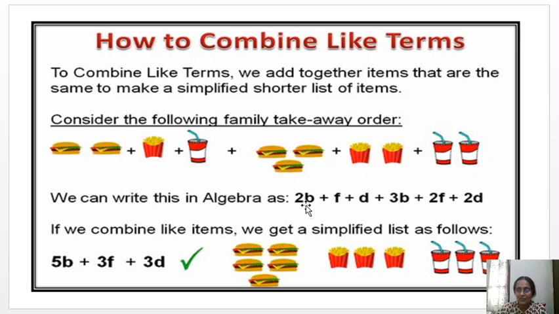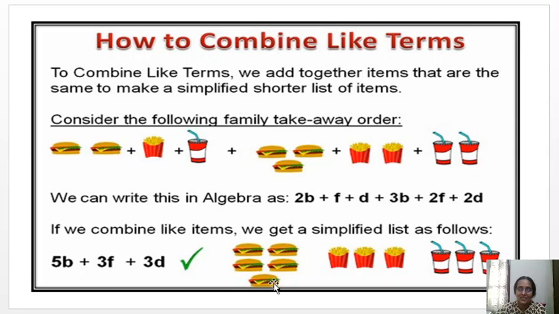But let us add with the variables now. 2b plus 3b, 2 burgers plus 3 burgers, 5 burgers together. Right. 1 fry and 2 fries, there are 3 fries. When there are figures, it's very easy to add. 1 drink and 2 drinks, there are 3 drinks. So the final list for the order is 5 burgers, 3 fries and 3 drinks.